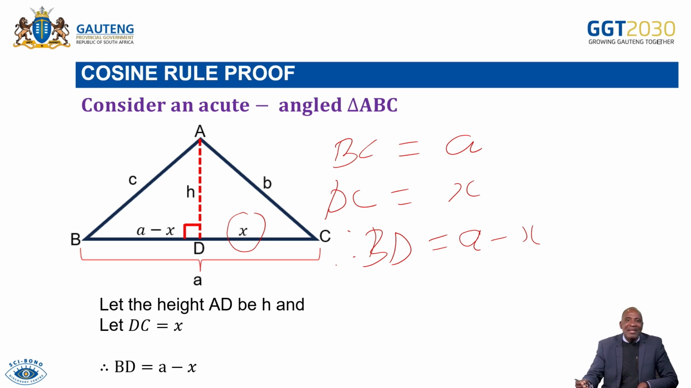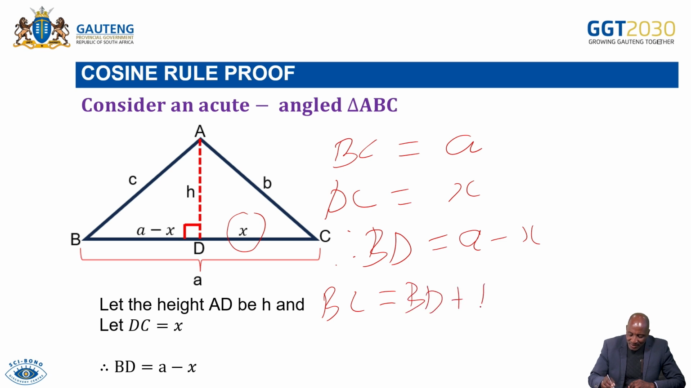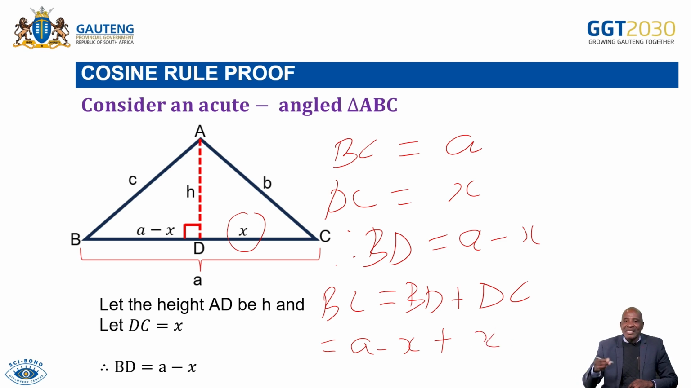You can even confirm that is correct, because BC equals BD added to DC. You have arrived from B to C. You moved from B to D, then you connected from D to C. But I've already broken it down into parts. Our BD is going to be a minus x, add our DC, which is x. Then when we simplify algebraic like terms, x minus x is 0, you'll find that BC goes back to a. So I did not affect the diagram in any way. I just broke down the length BC.